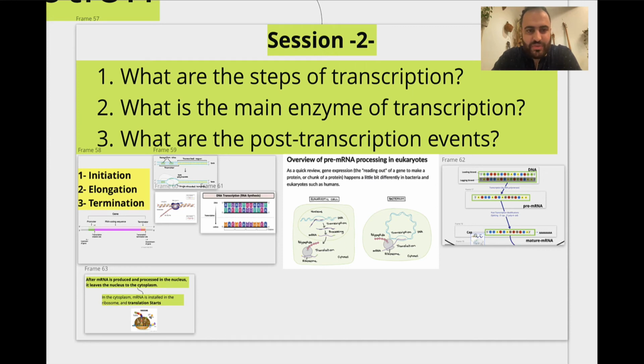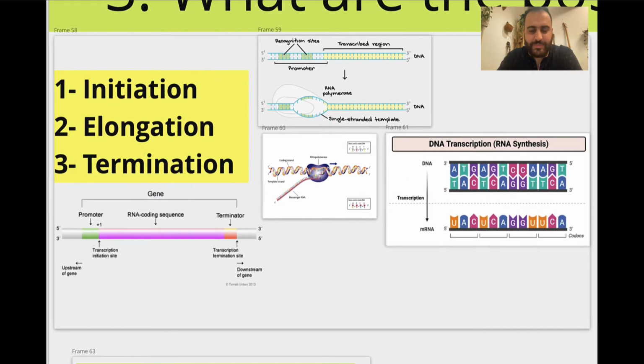In this session, we are going to discuss the steps of transcription, the main enzyme of transcription, and the post-transcription events. So let's start with transcription steps. The first step of transcription is called initiation, then we have elongation, then termination, and those are the same steps for translation as well. Where does transcription start?